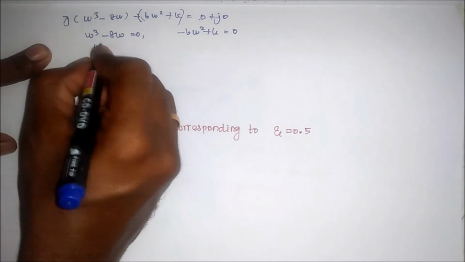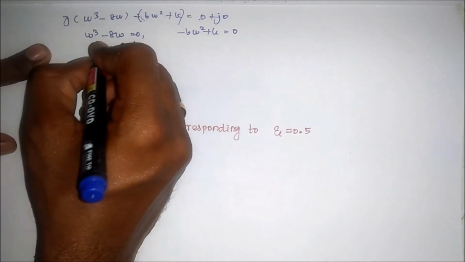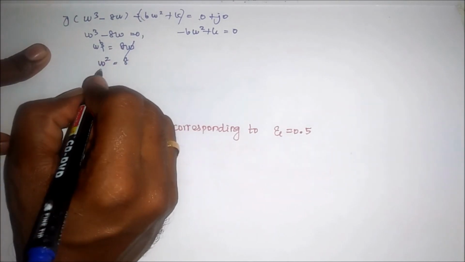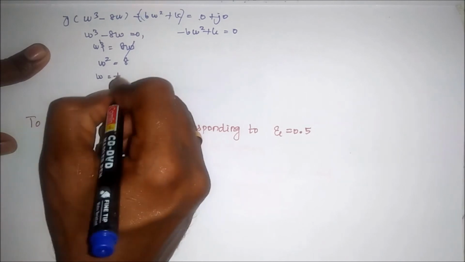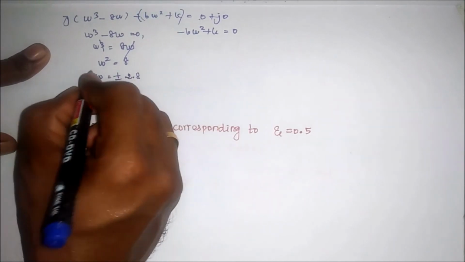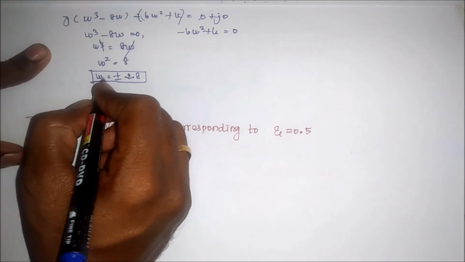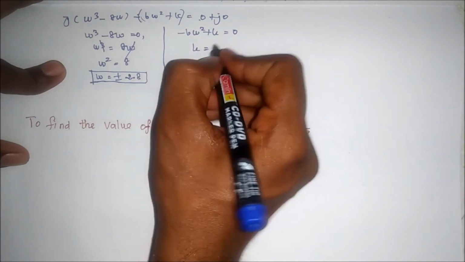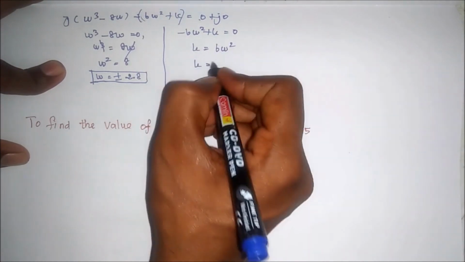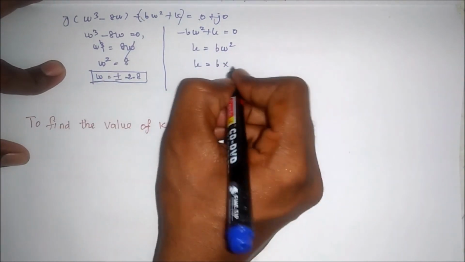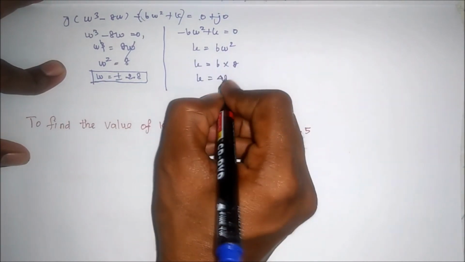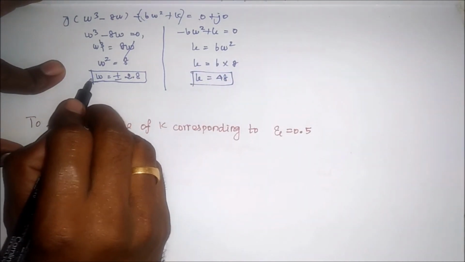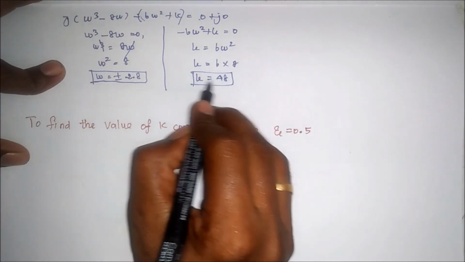So now from this omega cube equal to 8 omega, here 1 omega will cancel, therefore omega square equal to 8, omega equal to plus or minus 2.8. It means this is the crossing point of a root locus on the imaginary axis. Next, gain value k equal to 6 into omega square. Here k equal to omega square value equal to 8. Therefore 6 into 8 equal to 48. So k is the corresponding gain. We see omega is the crossing point of root locus on the imaginary axis. Its corresponding gain is 48.